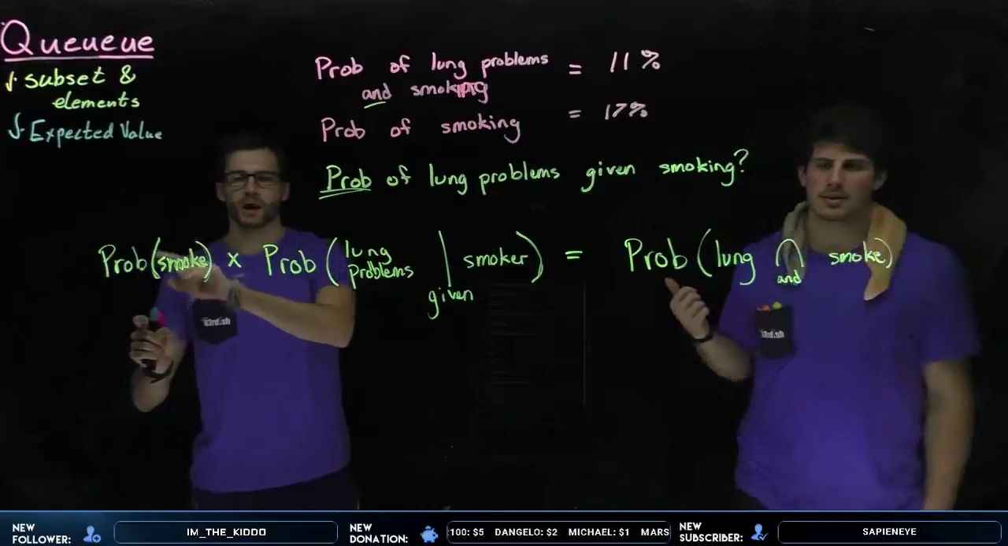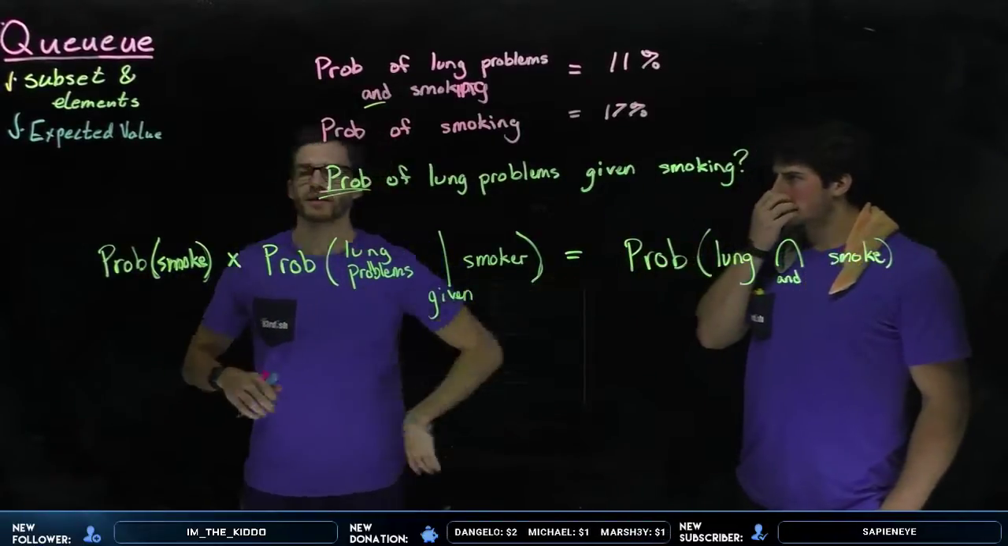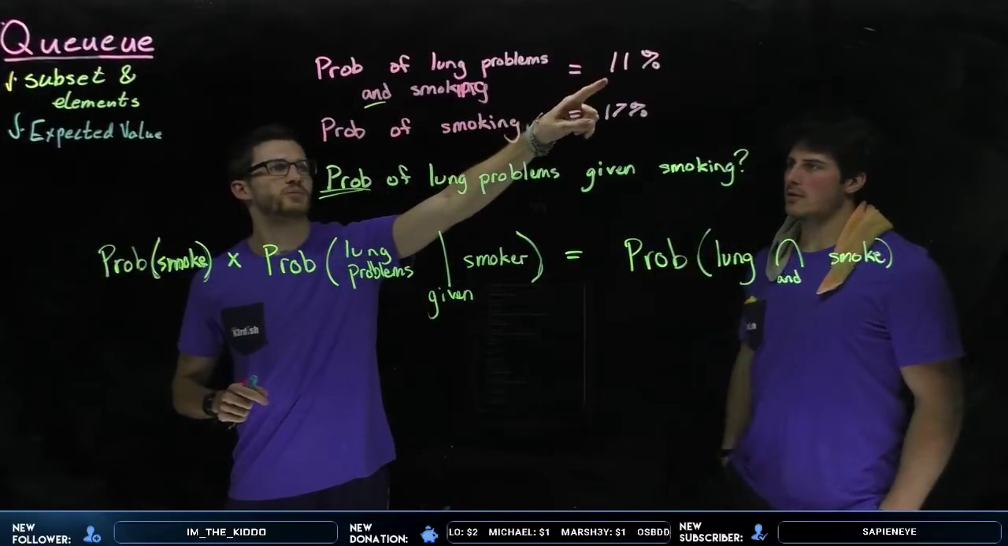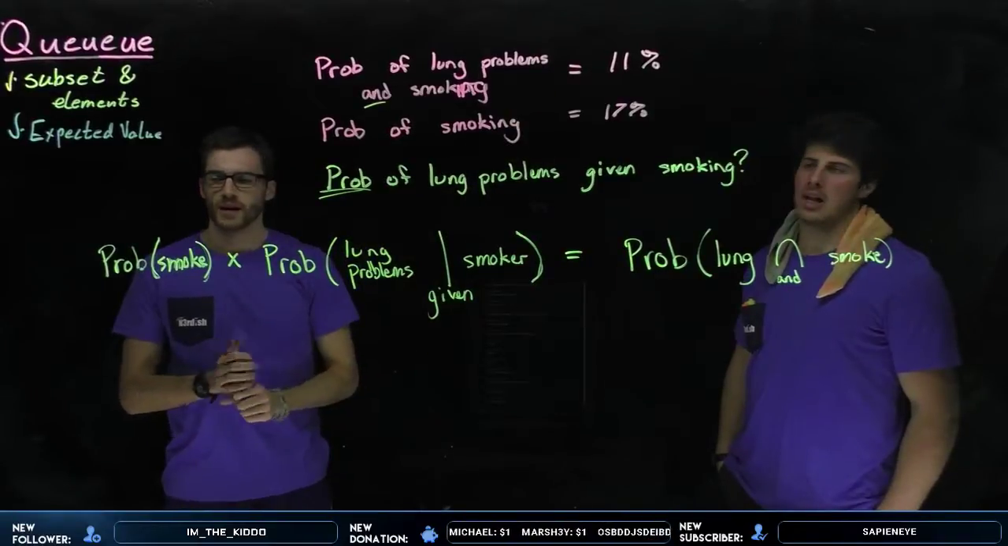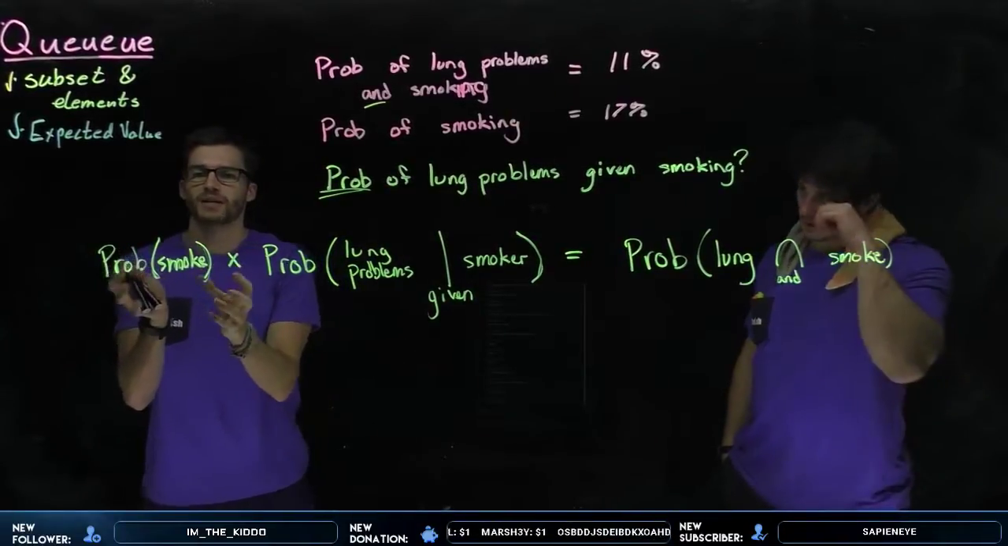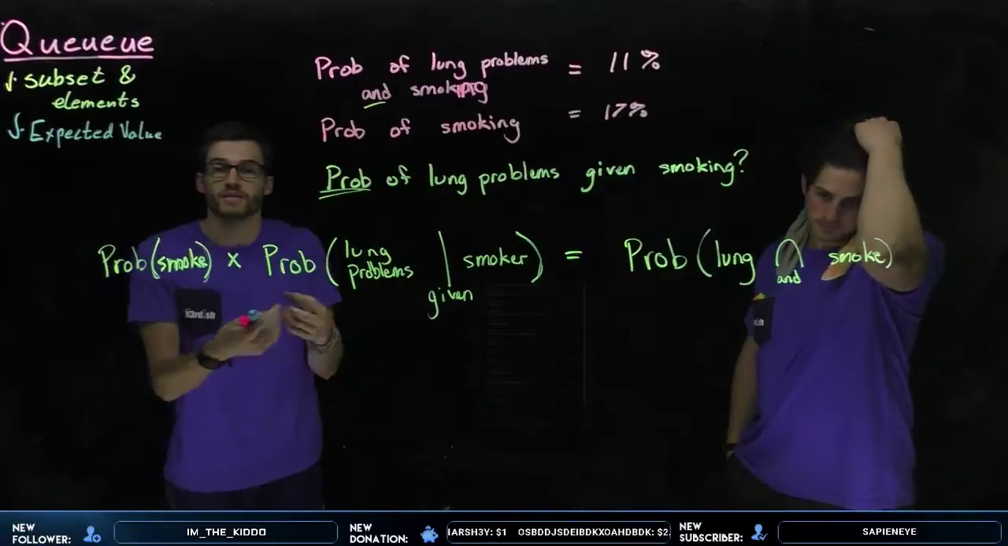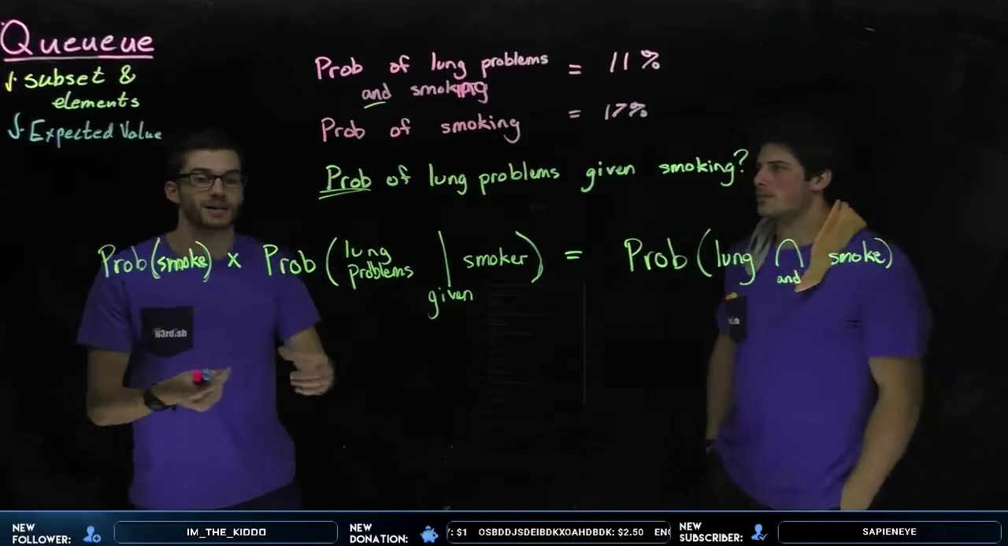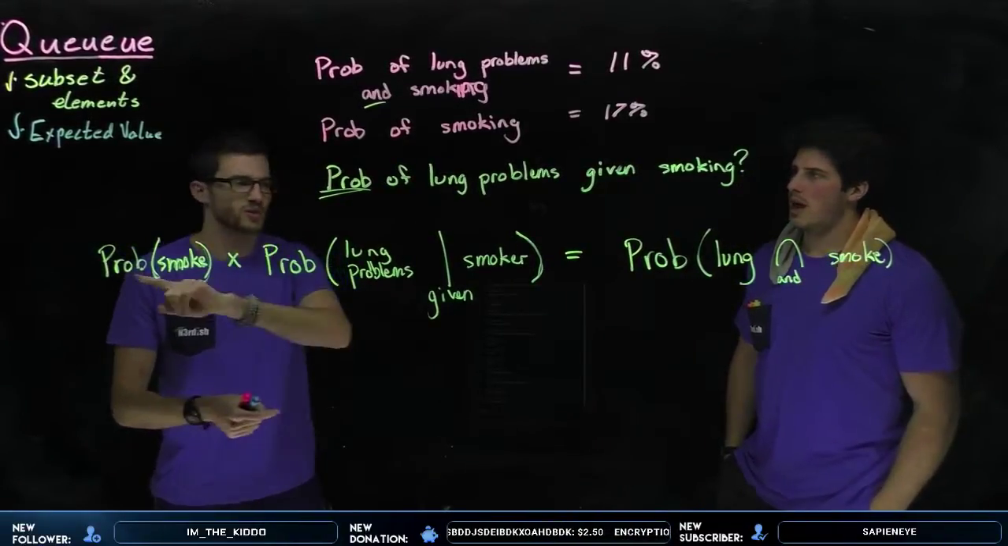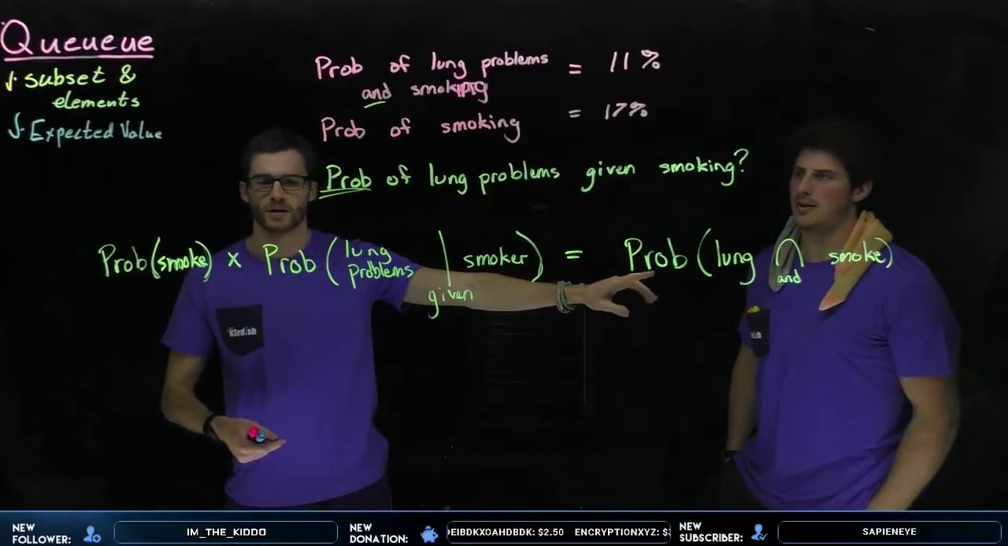So this is the probability that you get someone, and that 11% is going to be... Let's get the probability that you choose a smoker, and then given that you have a smoker, you need to see the probability that they also have lung problems. So that's where this equation comes from. I hope that makes sense.